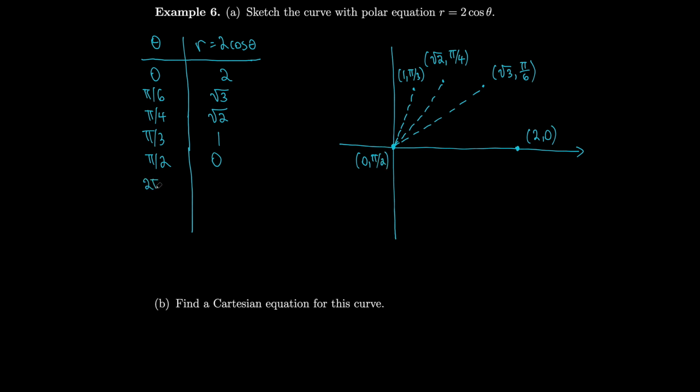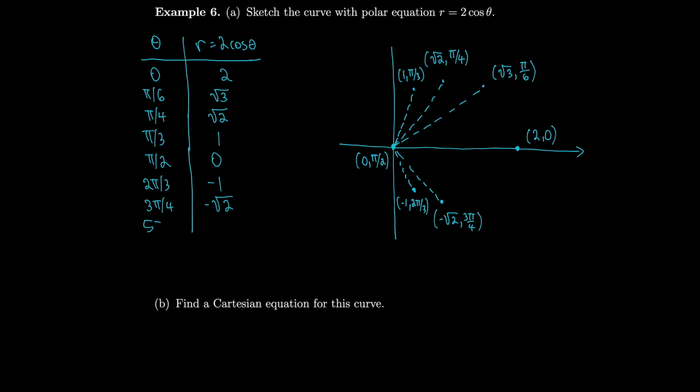And 2 pi over 3 we can go next. So that'll be at -1. So it's like somewhere like that, where it's a reflection of the point above it. Similarly, if we go to 3 pi over 4, that'll be minus rad 2. So that'll be a reflection of the other one. So this was at -1, 2 pi over 3, and this one is at minus rad 2, 3 pi over 4.